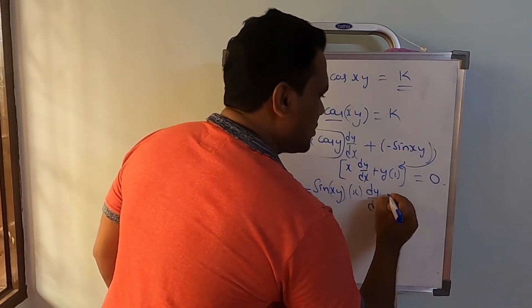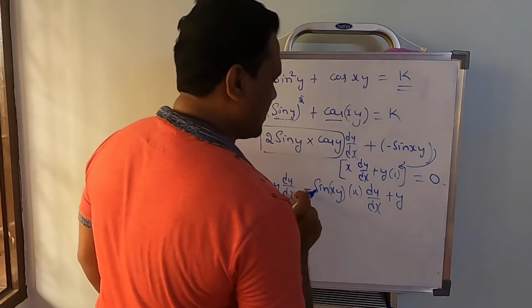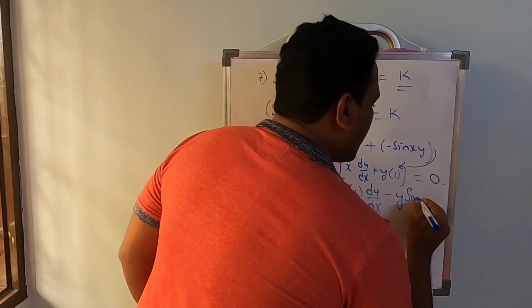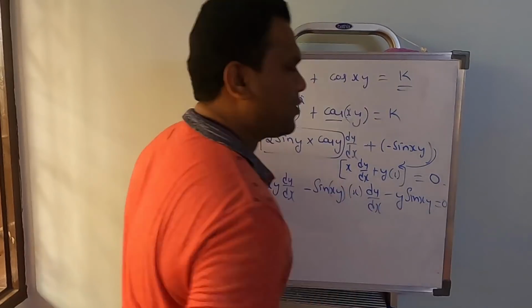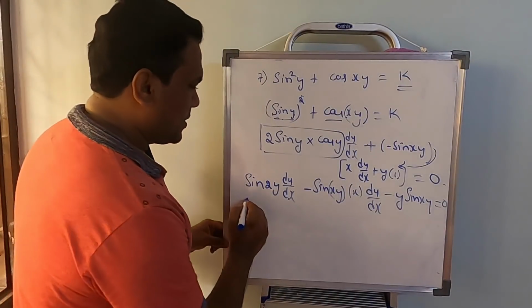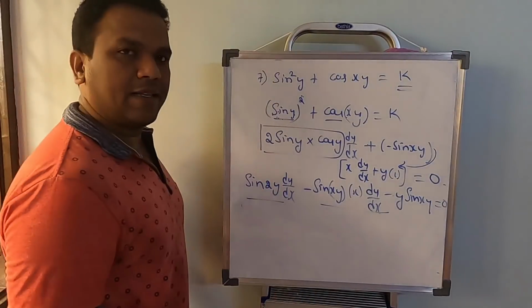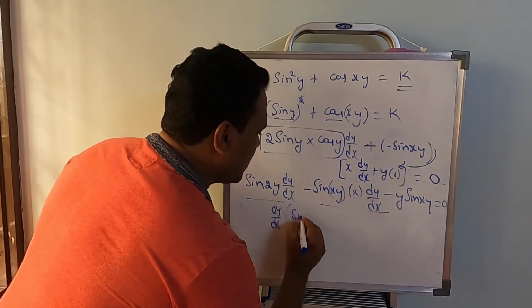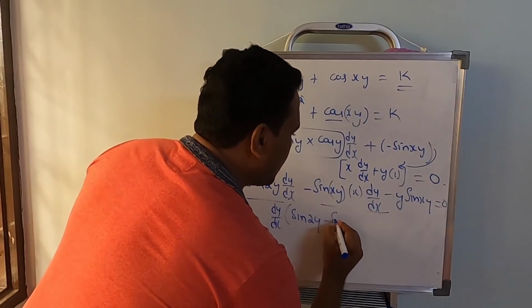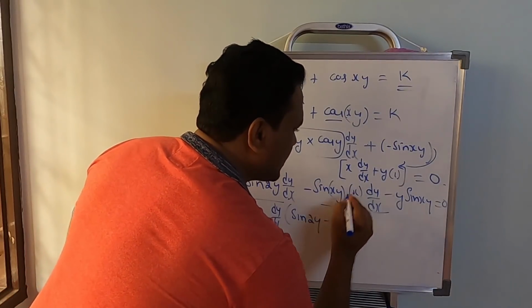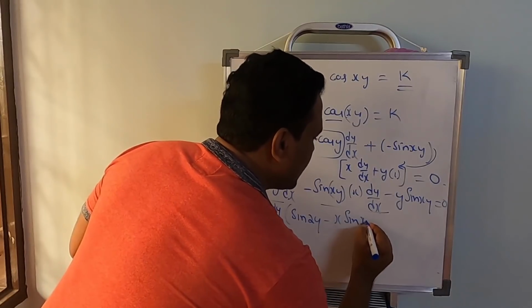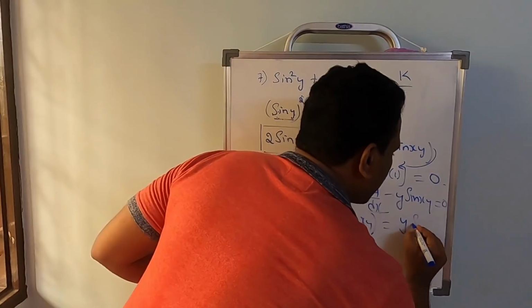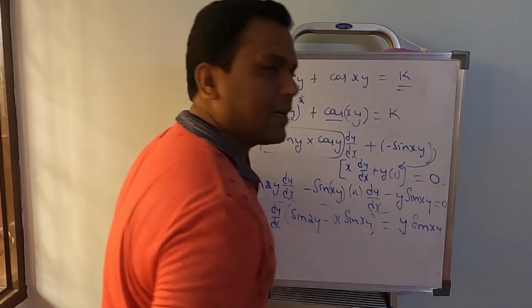Now sin of xy to this term. There's a minus sign, so this is also going to be minus. So minus y into sin of xy is equal to 0. Notice these two terms contain dy by dx, so let's take dy by dx as common. Sin 2y minus, it's better to write this x in the beginning, so x into sin of xy, and that is equal to, this term should be shifted to the right side, so y into sin of xy.